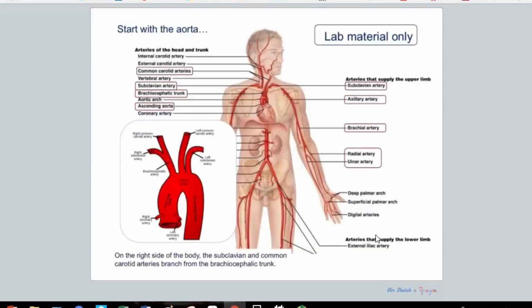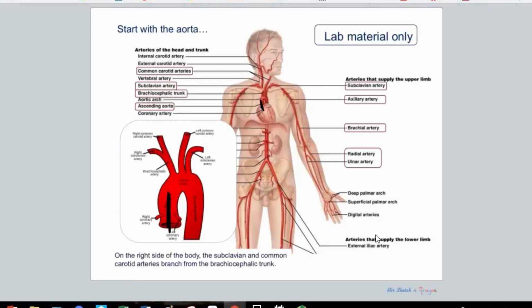Okay, and then lastly here, this is the organization of the vascular system, and this is for the lab material only for the most part. And I just want to go through and talk you through how these vessels are organized. So first of all, here's the aorta right there.